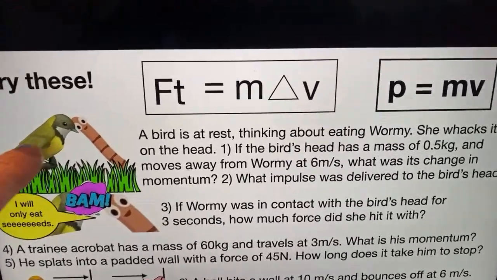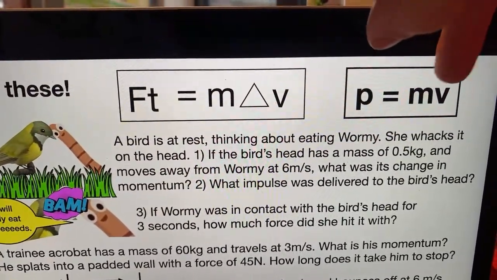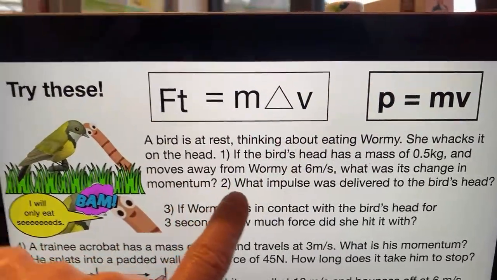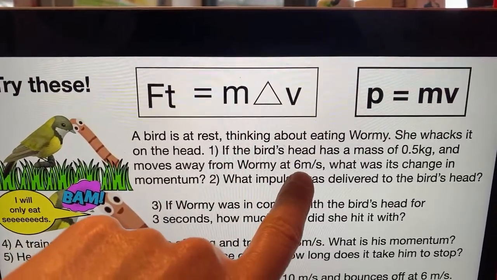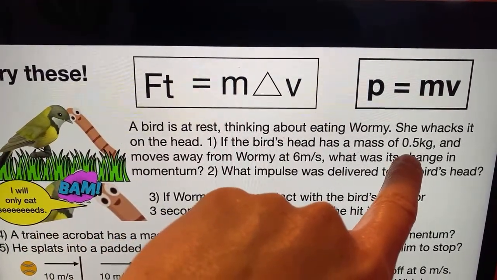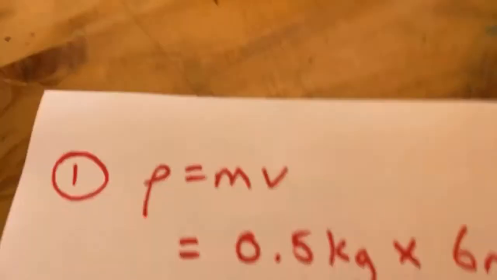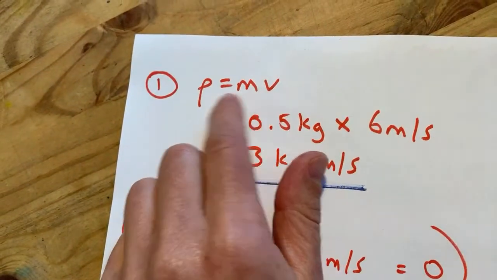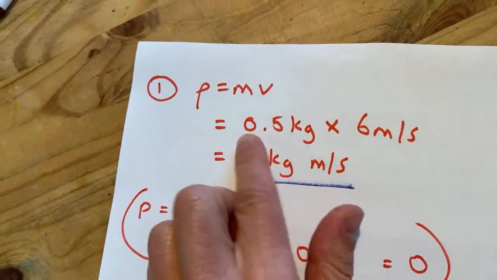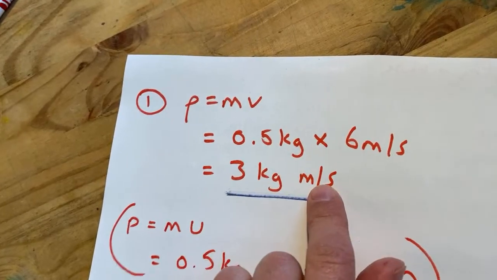The bird's head has been still, so it had a momentum of 0 because its velocity has been 0. And then the bird's head starts moving at 6 meters per second, and it's got a mass of 0.5 kilograms. What was its change of momentum? Well, I've been a bit lazy, I suppose. I've just done momentum is mass times velocity, so it's the mass of the bird's head times the speed the bird's head is travelling, which is 3 kilogram meters per second.